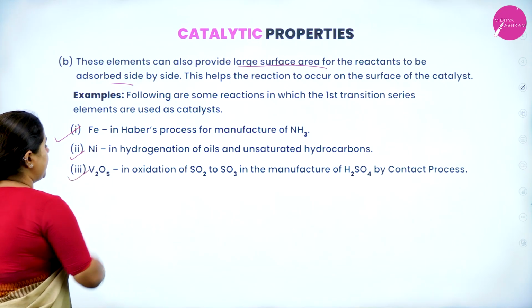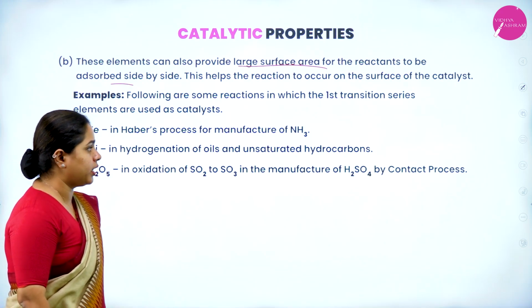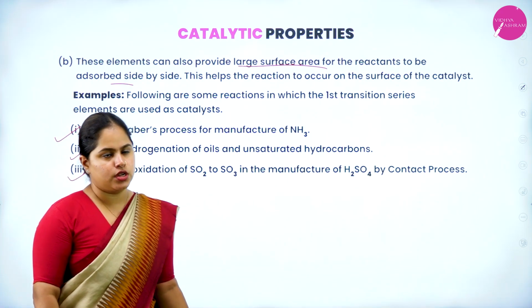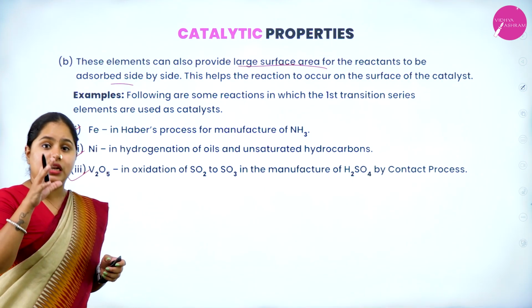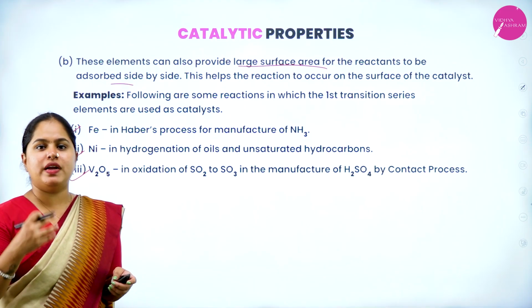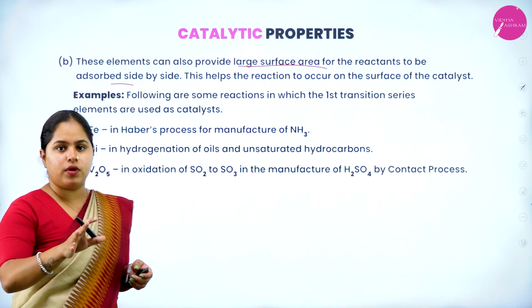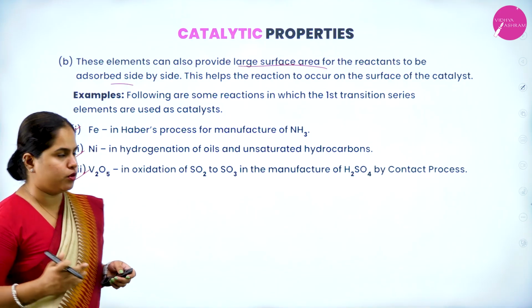Next one is vanadium pentoxide, V2O5, in oxidation of SO2 to SO3 and in the manufacture of sulfuric acid by contact process. So these are few examples of D block elements used as catalyst. So the reason why they are used as catalyst is what you have to remember. One is they provide large surface area. Another one is that it can easily produce an intermediate state which can readily be decomposed, right?